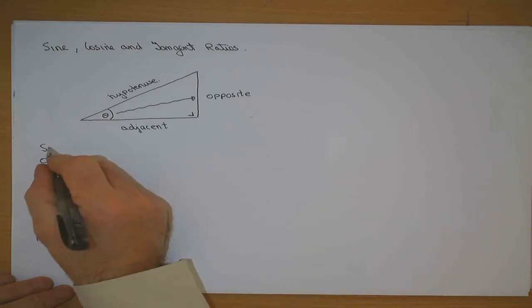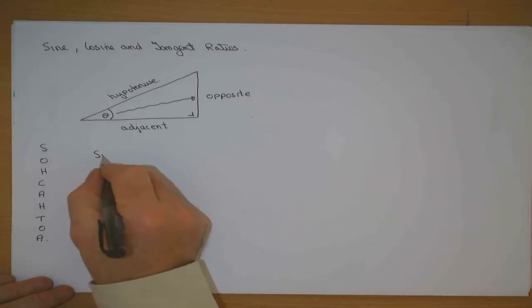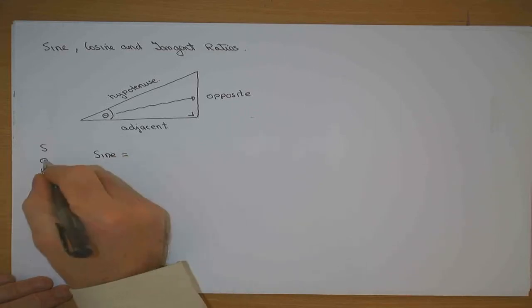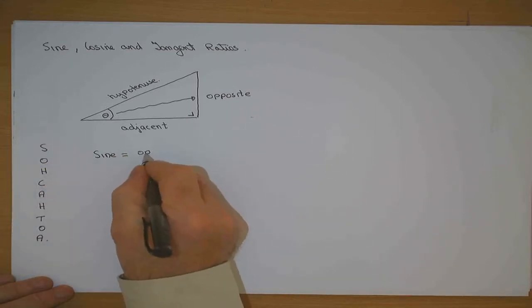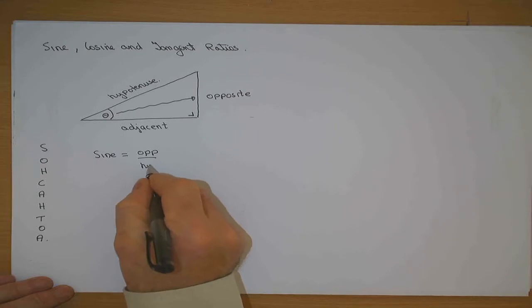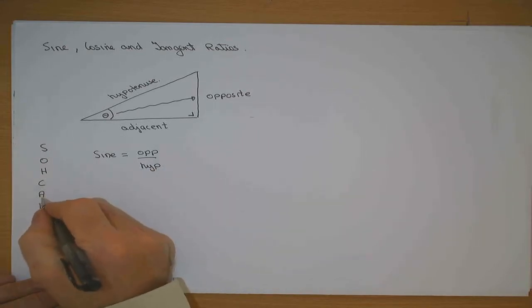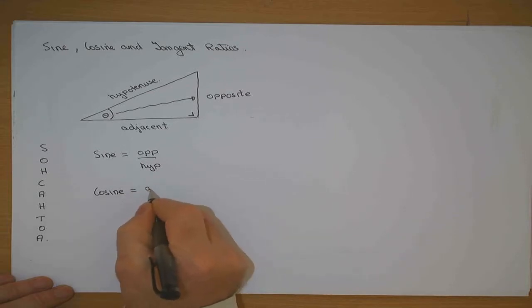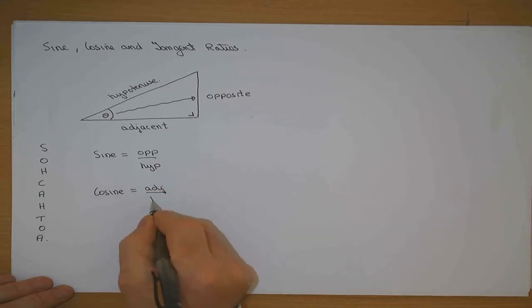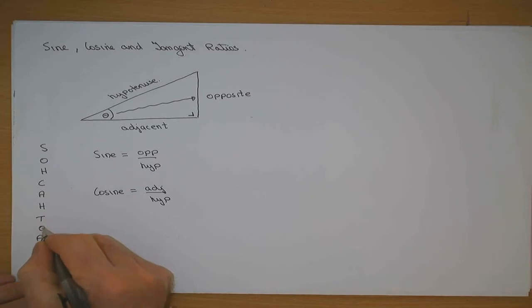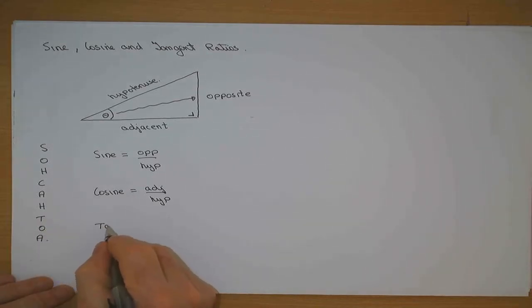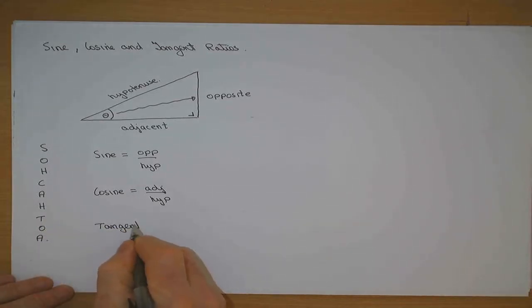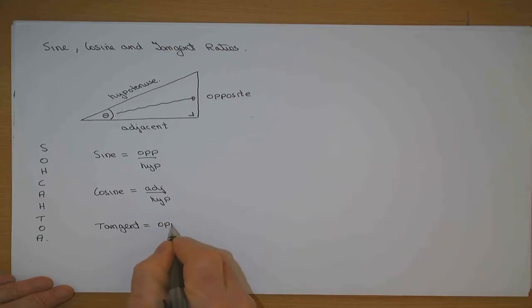And from that you'll know that S, the sine, is OH, equal to the opposite over the hypotenuse. CAH, the cosine, is equal to the adjacent over the hypotenuse. And TOA, the tangent, is equal to the opposite over the adjacent.